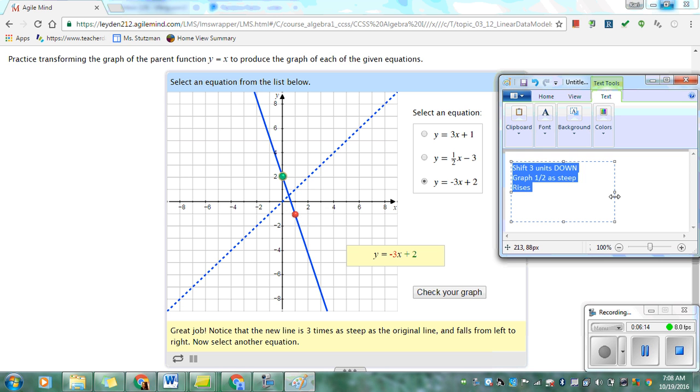So this time I shift 2 units and I went up again. Because the slope is bigger, the negative doesn't matter. It is still 3 times as steep, but this time my graph falls instead of rising. So it's hard to tell the steepness, but 3 is bigger than 1. You just ignore that negative.